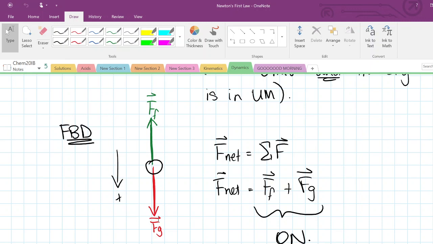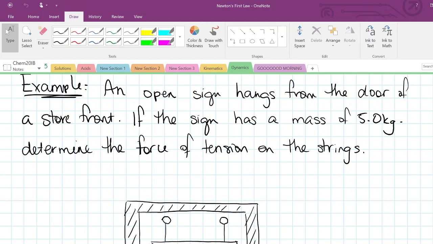So I've got an example for you here, something like that. We've got an open sign hanging from the door of a storefront. If the sign has a mass of 5 kilograms, determine the tension force on the strings. Now we're going to insert some numbers into our net force equations and start working with calculations. I know that the object has a mass of 5 kilograms, and what I want to figure out is, since there are 2 strings holding the sign, what is the tension on these strings?